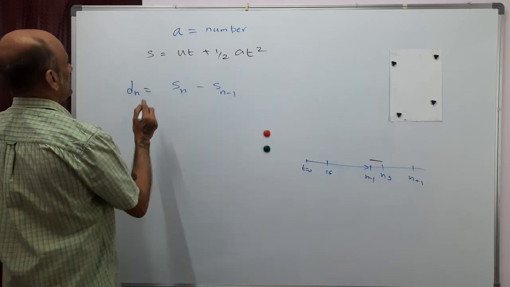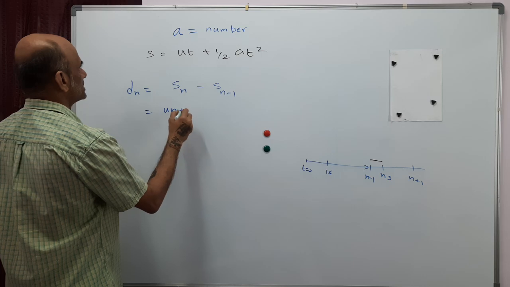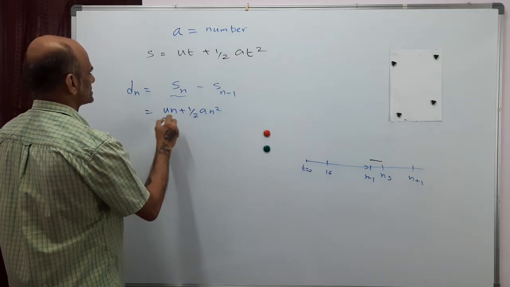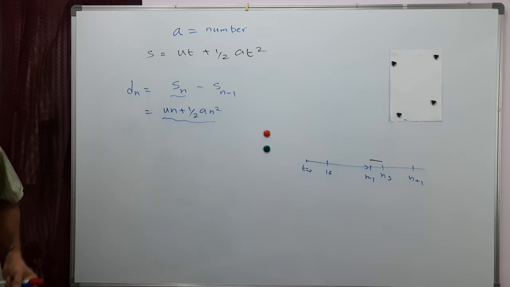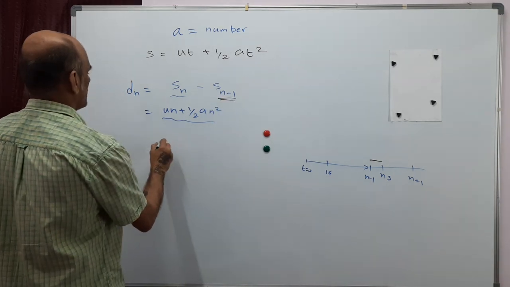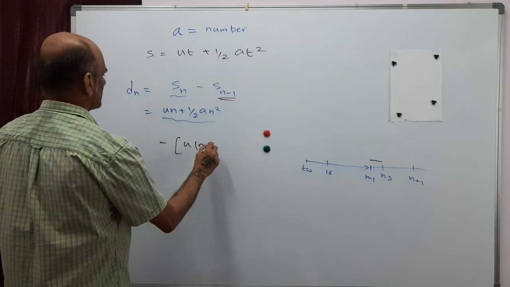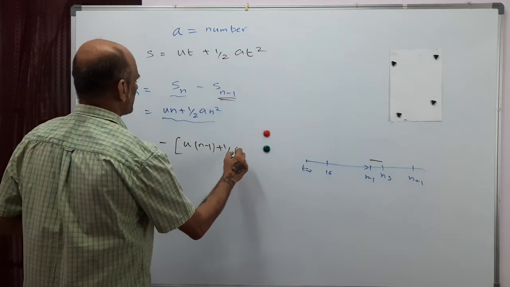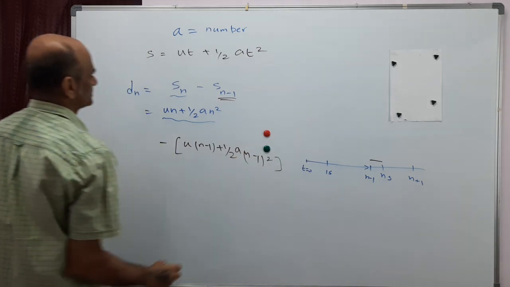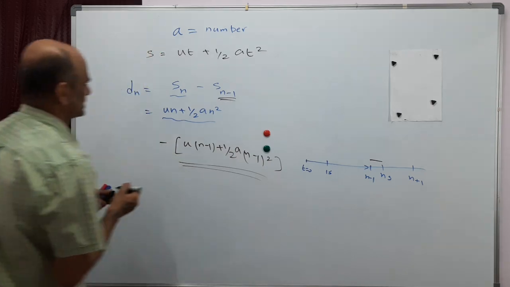So if you put t equal to n here, you get un plus half a n square. This is the first term. And the second one is u times n minus 1 plus half a times n minus 1 square. This is the second term.